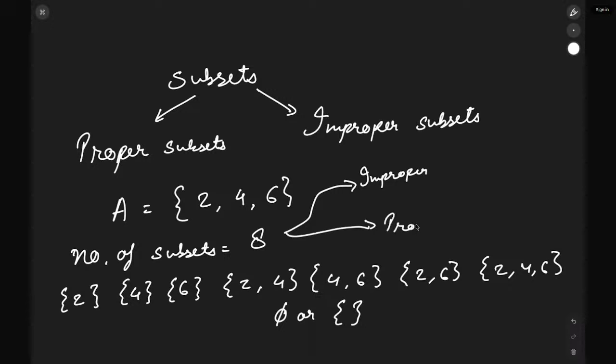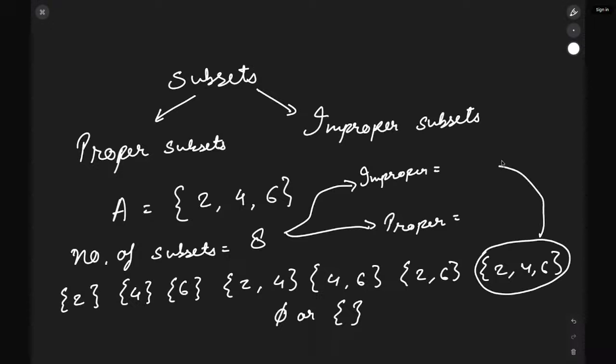Improper. Only remember the improper subset. That is how you will calculate your proper subsets very easily. So what is the definition for improper subset? An improper subset contains every element of the original set along with the null set. So every element that it must contain is 2, 4, and 6. So this 2, 4, 6 is an improper set.